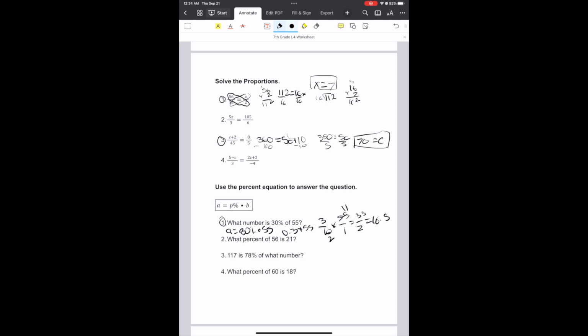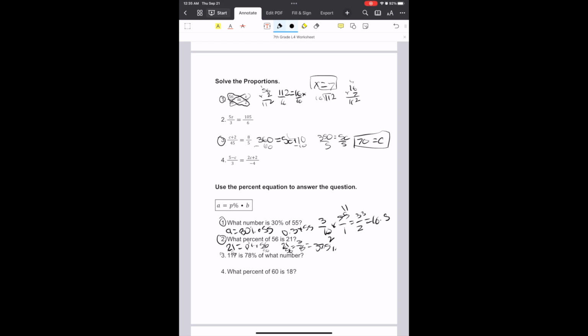Number 2, what percent of 56 is 21? So 21 is equal to p percent times 56. Then you want to divide both sides by 56. So 21 over 56 simplifies to 3/8. And you want to write that as a percent. If you write that as a percent, you should get 37.5%.